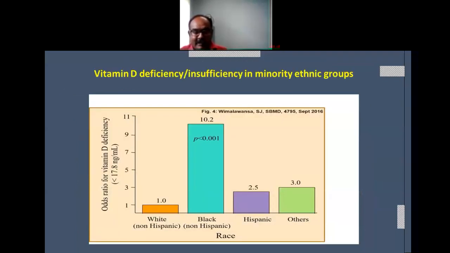And this is the graph actually. Among whites, a very low proportion of the population has low vitamin D3, whereas among blacks, it is 10.2%. Among Hispanics also, vitamin D is sufficient, and among others also vitamin D is sufficient. The thing is that blacks need more vitamin D3 because of the high melanin content of the skin.